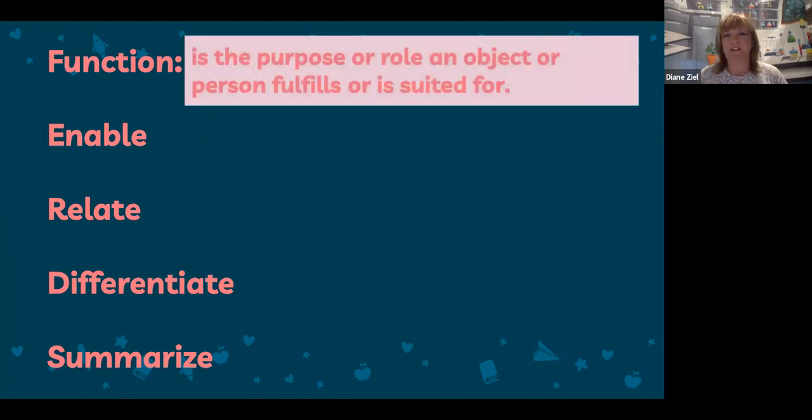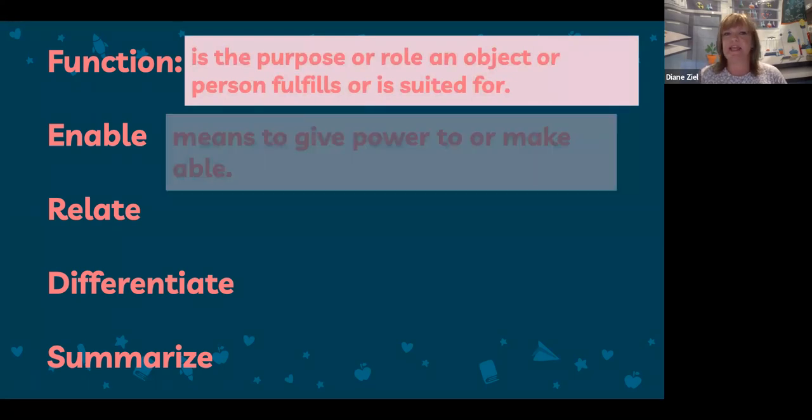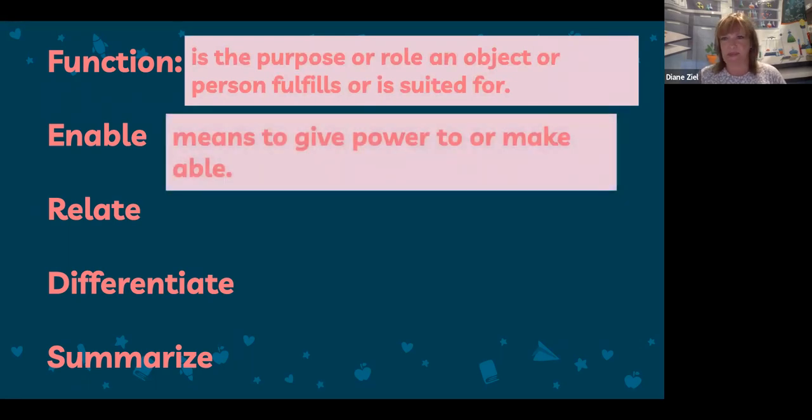If you said that function is the purpose or role an object or person fulfills or is suited for, you would be correct. Just like the example of the umbrella, its function is to keep you dry and protected in the rain. Enable. Use part of the word to help you with the meaning of the word. Is there a word embedded in this word that can help you remember its meaning? If you said enable means to give power or to make able, you would be correct.